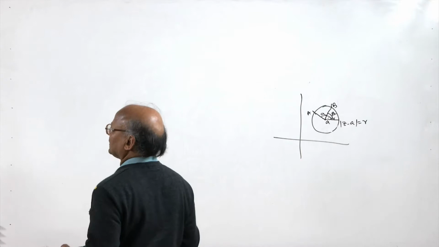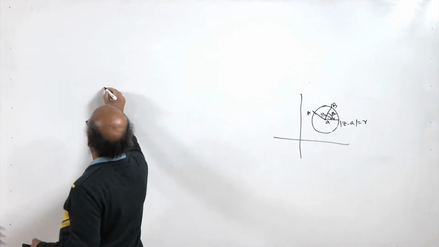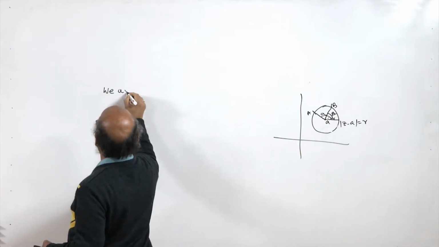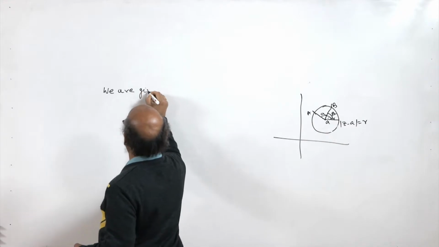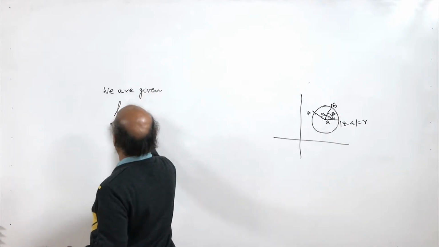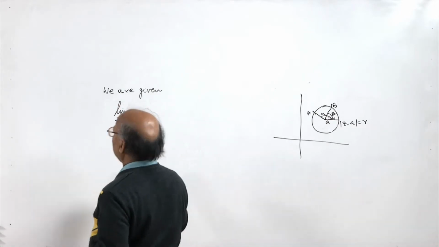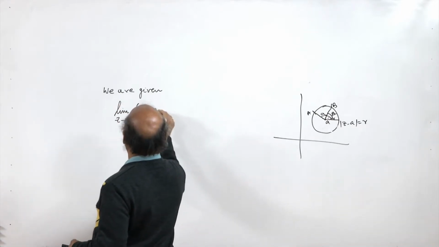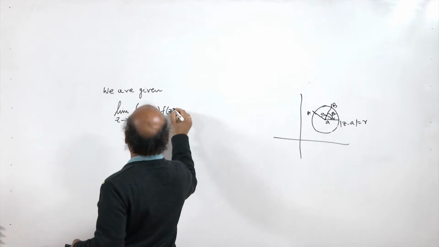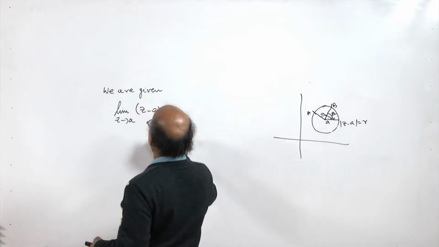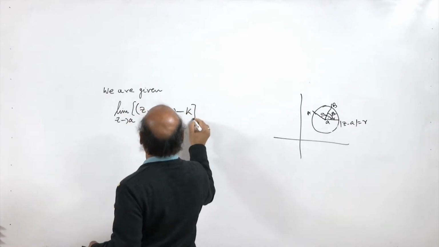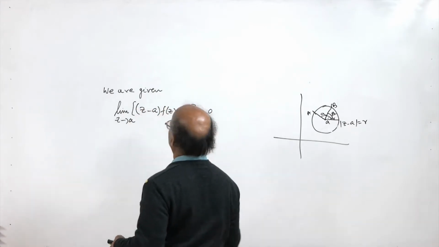Now we are given that limit z tends to a of (z minus a) into f(z) is equal to k. Or we can say limit z tends to a of (z minus a) into f(z) minus k is equal to 0.